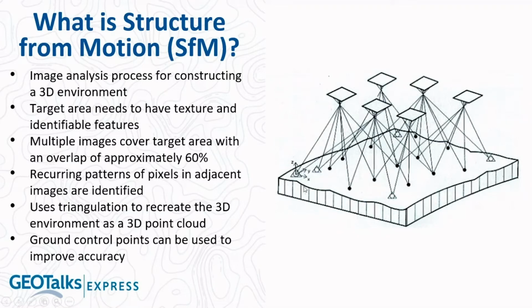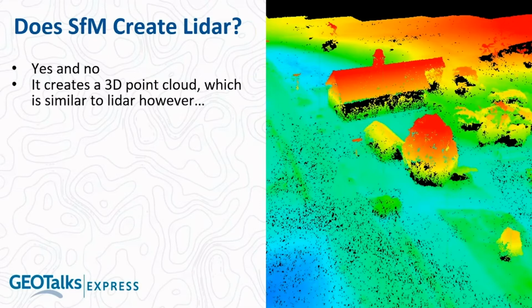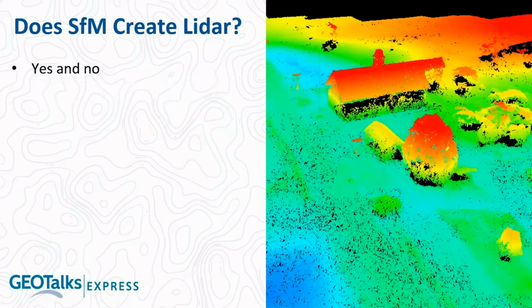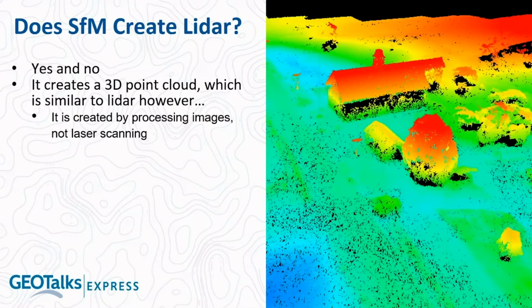So the structure from motion process creates a point cloud, but does it create LiDAR data? It sort of creates LiDAR data. This is a yes and no answer. What the structure from motion process creates is a photogrammetrically derived point cloud that is similar to LiDAR, but there are some notable differences. Firstly, it is created from processing 2D captured images. It's not created from an active data collection with laser scanning.